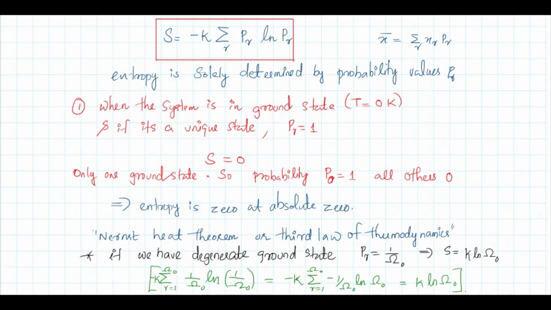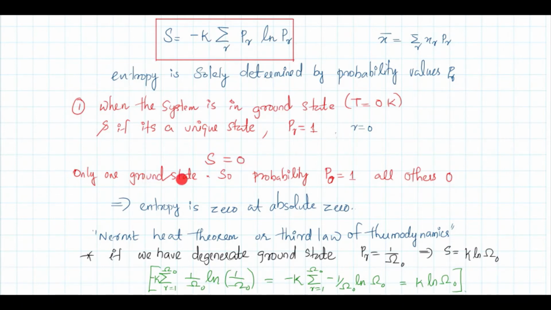Now we will consider different cases. The first case is when the system is in the ground state, and that happens when the temperature is 0 Kelvin. If the ground state is unique, then the probability PR is 1 for the R equal to 0 state, and for all other states PR will be 0. So when you calculate entropy, for R equal to 0, PR is 1, so log 1 will be 0. For all other R values, PR itself is 0. So the entropy is 0.